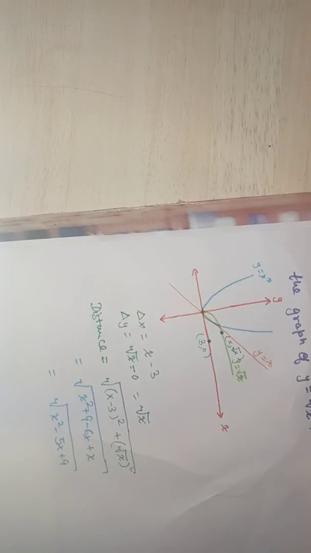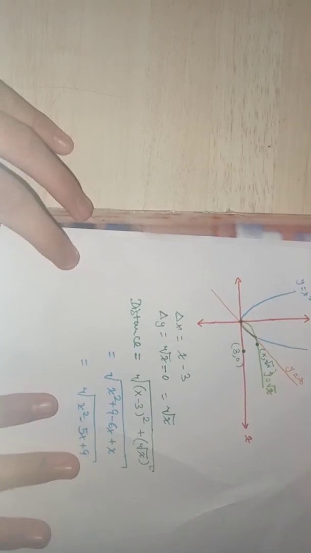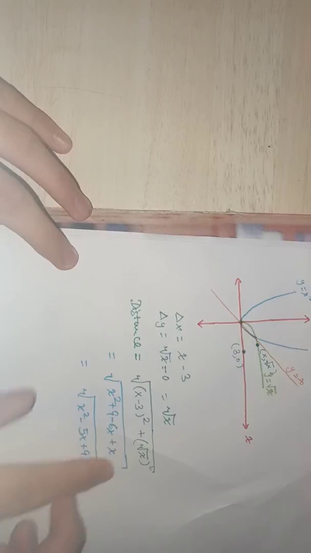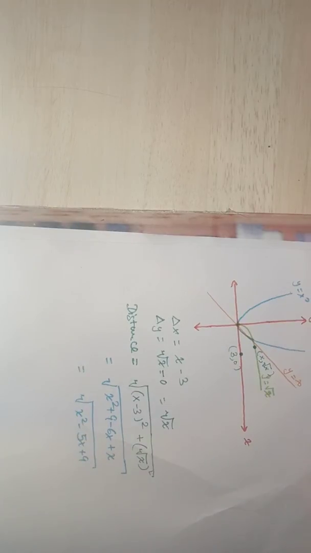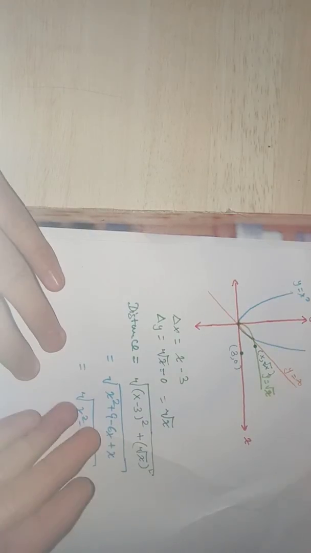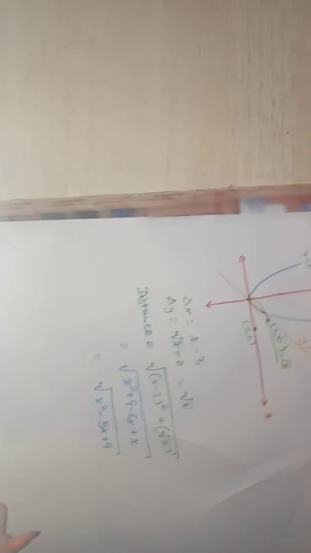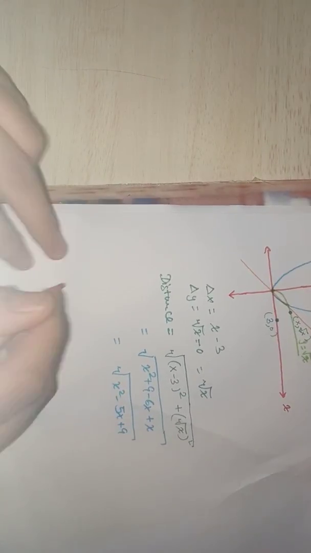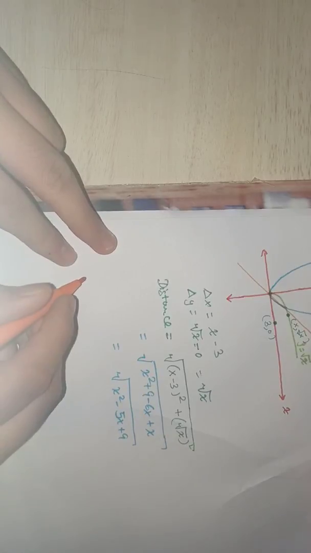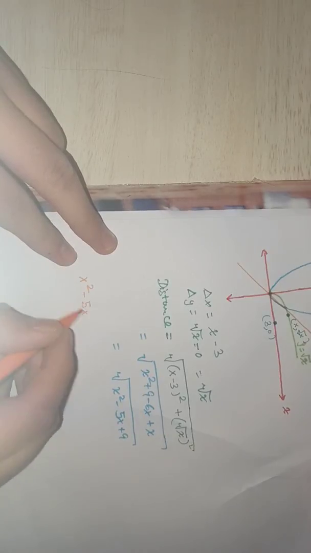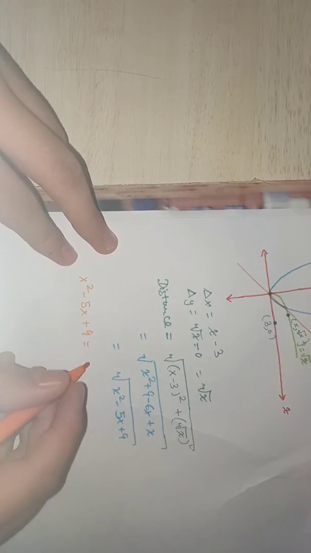After this, we are going to complete the square in order to find the minimum value of this expression, x squared minus 5x plus 9, because if we put the minimum value inside the square root, we are going to get the minimum distance, right? So now let's find the minimum value, and for that I'm going to use completing the square. I'm going to write this expression, x squared minus 5x plus 9, as a square.